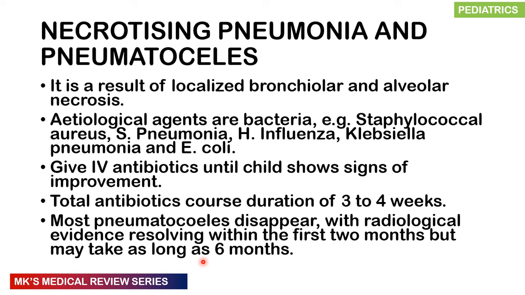The other thing I want us to look at is necrotizing pneumonia and pneumatoceles. Remember, this is a result of localized bronchiolar as well as alveolar necrosis. Many bacteria can cause this, but it's commonly Staphylococcus aureus, Streptococcus pneumoniae, Haemophilus influenzae, Klebsiella pneumoniae, as well as E. coli. We generally want to give them IV antibiotics until the child shows signs of improvement, and we can give them for a duration of about 3 to 4 weeks. That's almost a full month. Most pneumatoceles tend to disappear, and there is evidence of radiological resolution within the first 2 months, but they may take as long as 6 months to completely disappear.